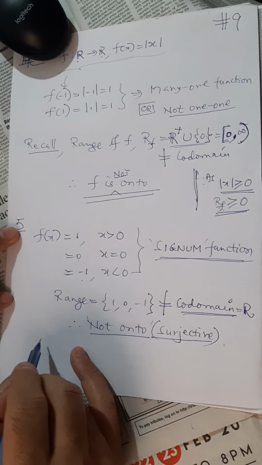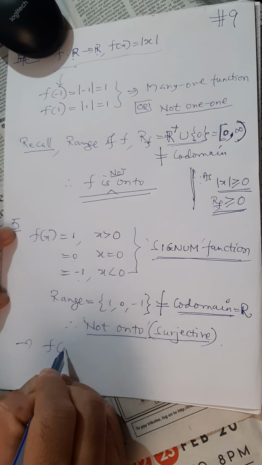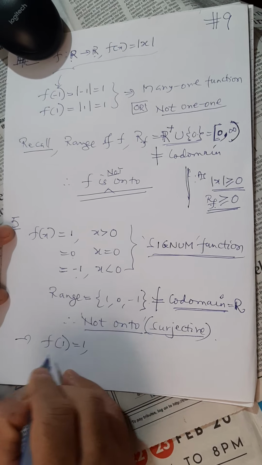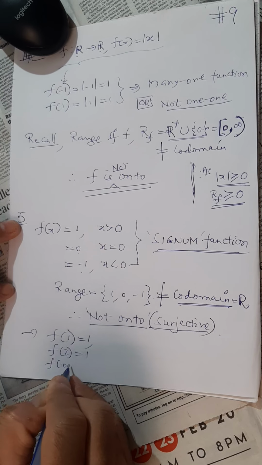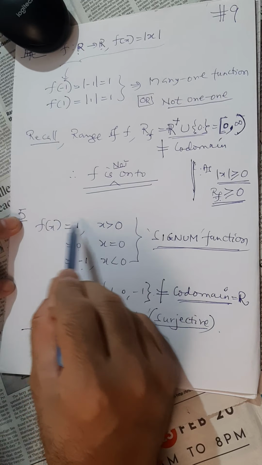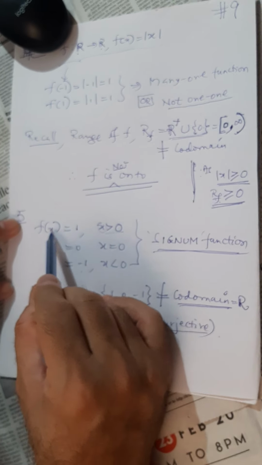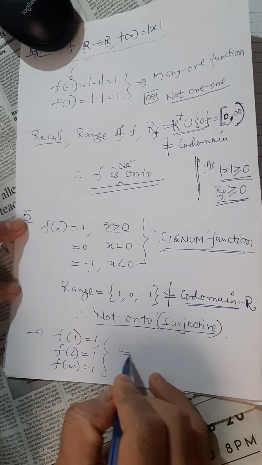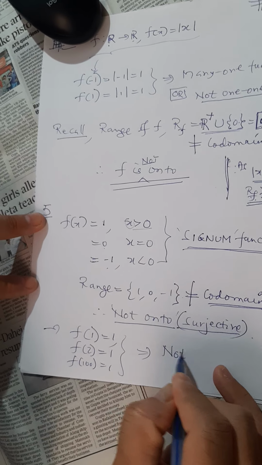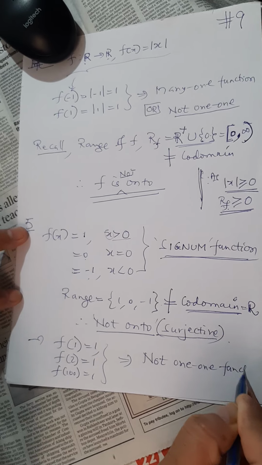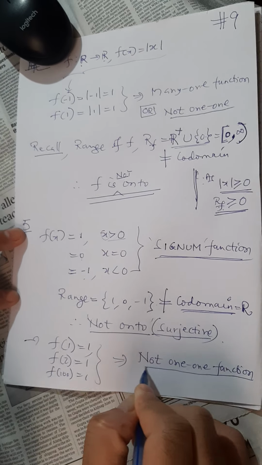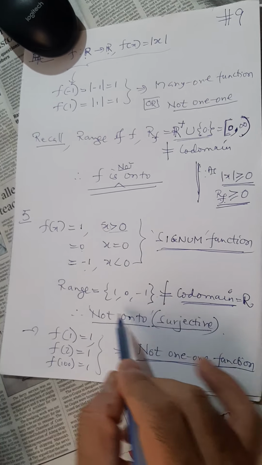And obviously, if I write f of 1, it will be 1. If I write f of 2, it is 1. If I write f of 100, again it is 1. For any positive real number the image is 1. So from this, what's the conclusion? Not a 1-1 function. This is highly many-one. Not 1-1, not onto, remember.